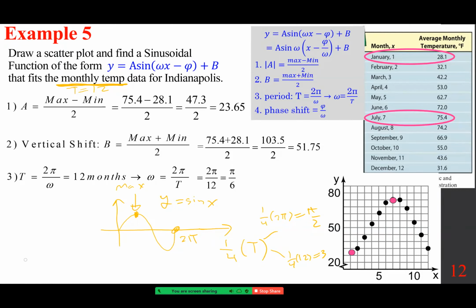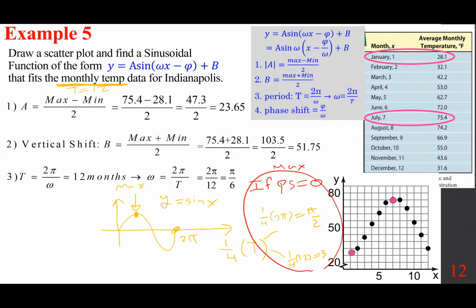So let me make sure we understand. If phase shift is 0, this is where the max occurs. Month of 3 should be where the maximum occurs if there is no phase shift. Since it doesn't happen, it happens in July, which is month of 7, then the difference is the phase shift. The phase shift is 4. 7 minus 3 is 4.